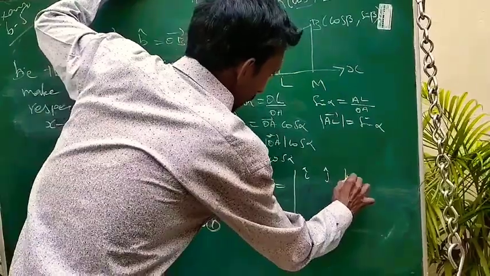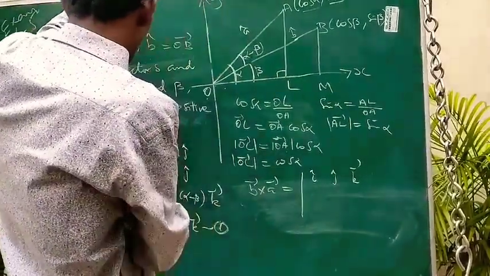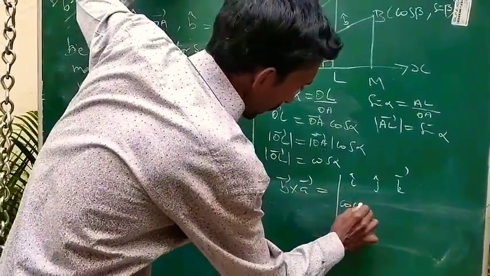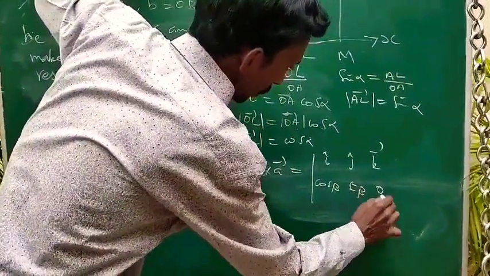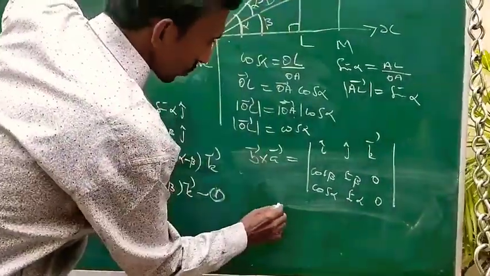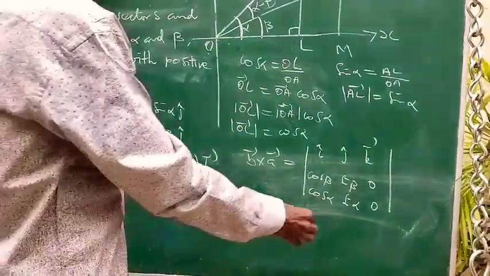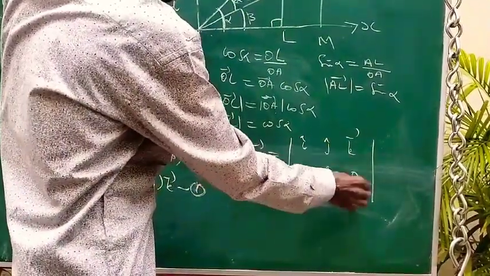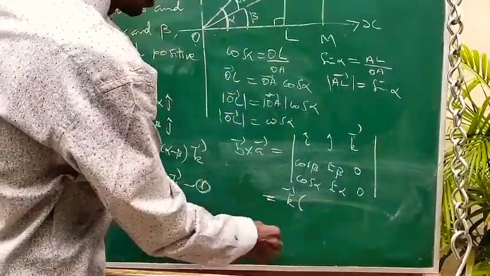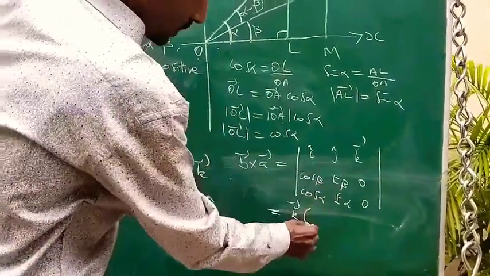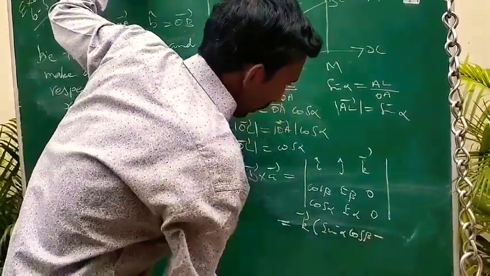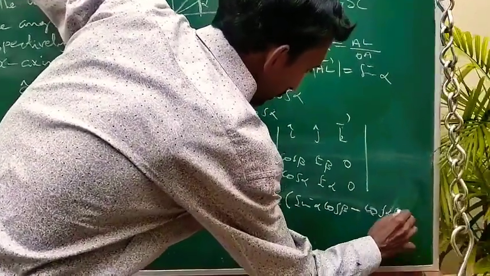i, j, k. What are the components? B components: cos beta, sin beta, 0; then cos alpha, sin alpha, 0. So expand with respect to this third column. So k vector into, for the cross product, sin alpha cos beta minus cos alpha sin beta.